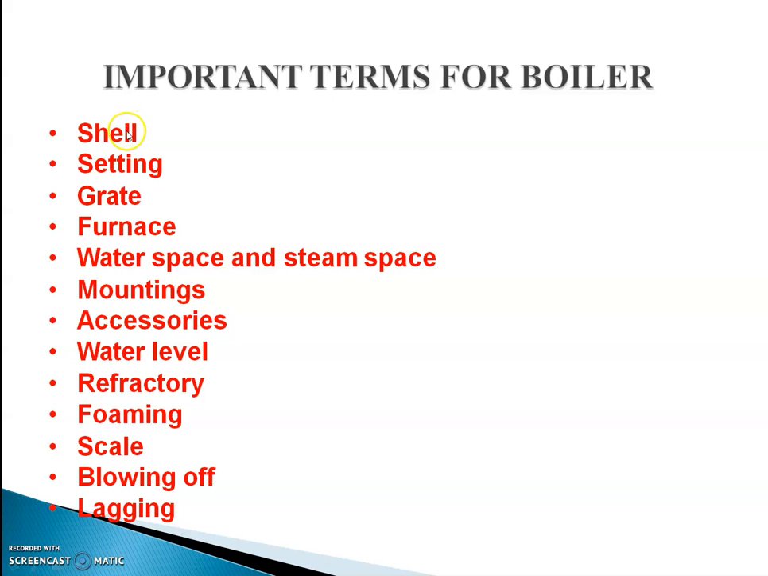First, the shell. The shell of a boiler consists of one or more plates bent into cylindrical form and riveted or welded together. The shell ends are closed by end plates.